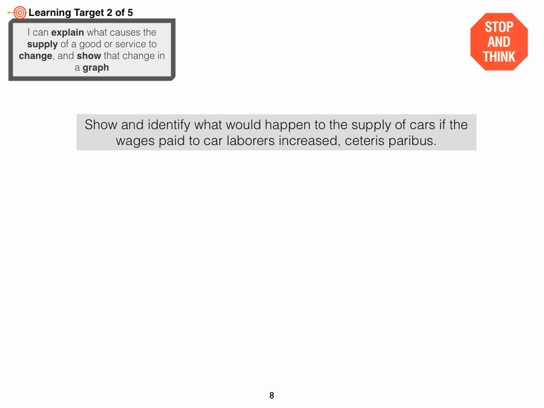Now you try. Show and identify what would happen to the supply of cars, so it's the car market, if the wages paid to car laborers increased, ceteris paribus. Ceteris paribus, that Latin phrase for all else remaining equal, we're assuming that the only thing that has changed is that the wages paid to car laborers has increased. So pause the video here, draw the graph. Remember when it says show, draw the graph, and then identify just right off to the side what happens to the supply of cars.